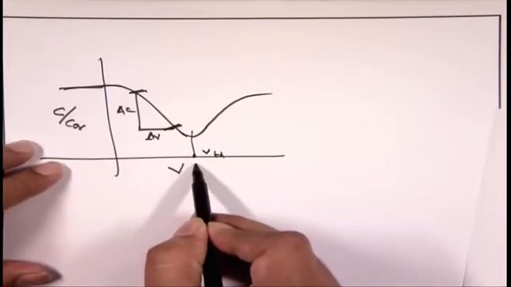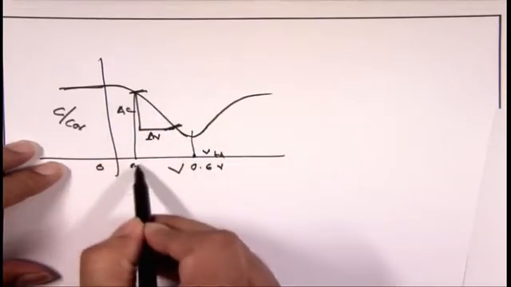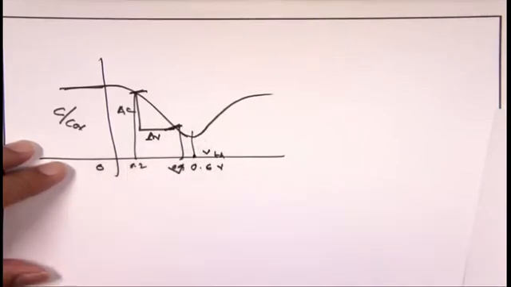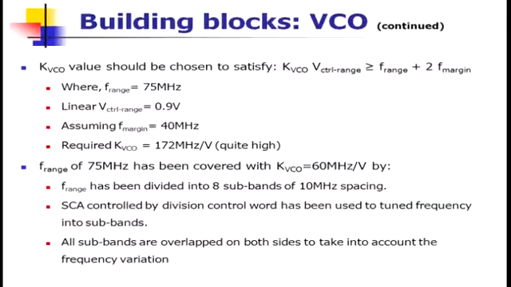This is the linear region, and if you look at this delta V, suppose Vth is equal to 0.6 volt, this region may be 0.2 to 0.4. So, this is delta V. So, how would you calculate your KVCO? Now, what is the F range and what is the F margin? That is, what is the margin between two channels you will introduce. For example, my range is 75 megahertz with a linear control of 0.9 volt, and assuming 40 megahertz is the margin, then you can use this formula to find that the KVCO is 172 megahertz, which is very, very high.